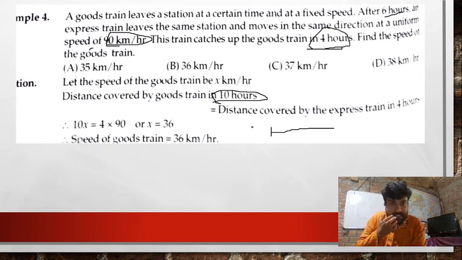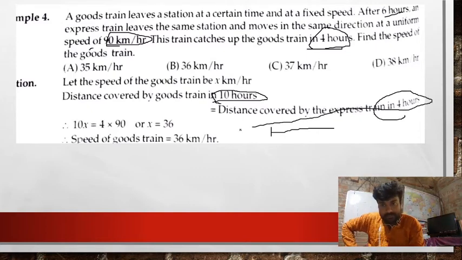So the same distance is covered by the express train in 10 hours. Okay, it's clear, so it's very easy. We need the goods train speed, so x kilometer per hour, we understand. With the speed, you multiply with the time. Okay, so the total distance comes here.